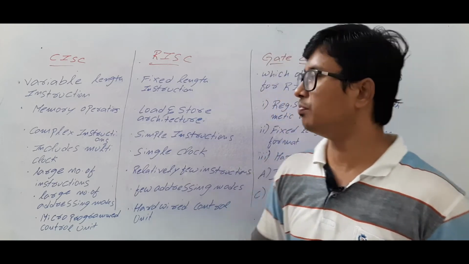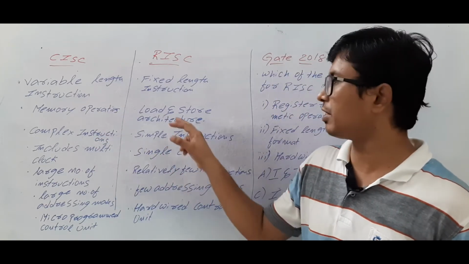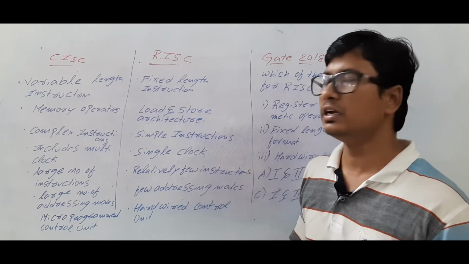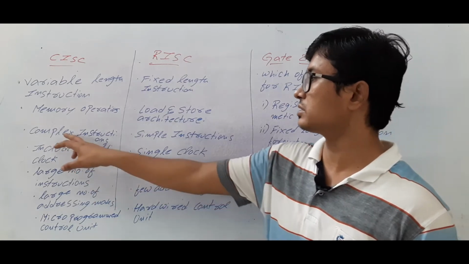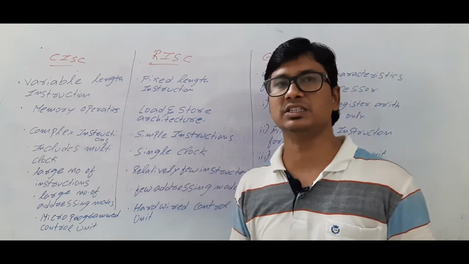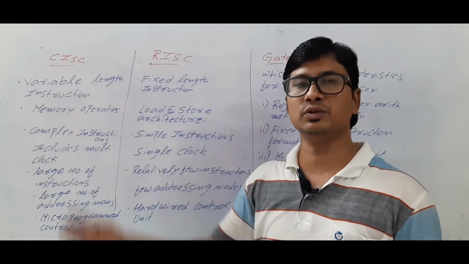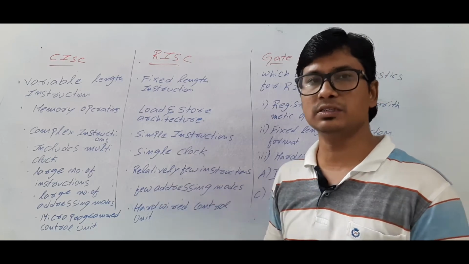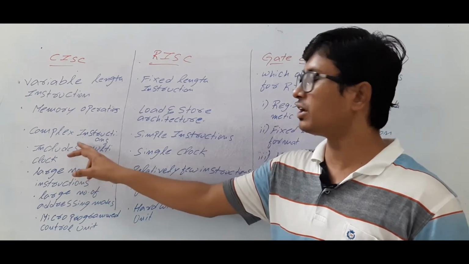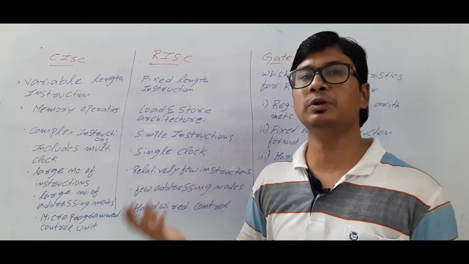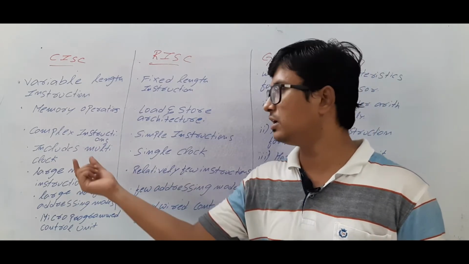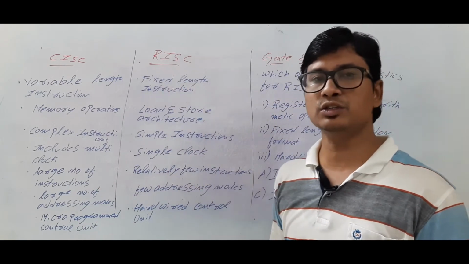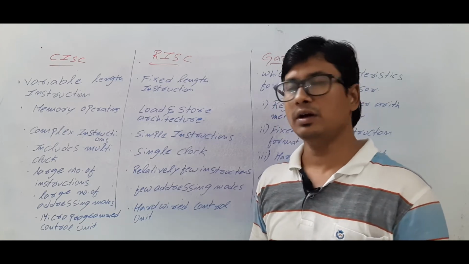CISC uses memory operations. However, RISC can perform operations by using the load and store architecture, with the help of register to register data transfers and arithmetic operations. And CISC uses complex instructions. With the name itself, it is clear that it uses complex instructions, whereas RISC uses simple instructions, which means not very complex. For each instruction, CISC may take multiple clocks. To execute one instruction in CISC, it takes multiple clocks. However, using a single clock, we can execute one instruction in RISC.